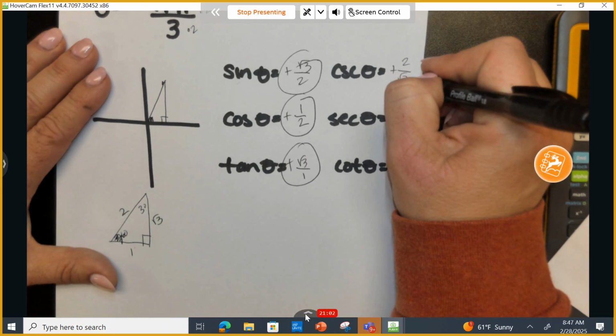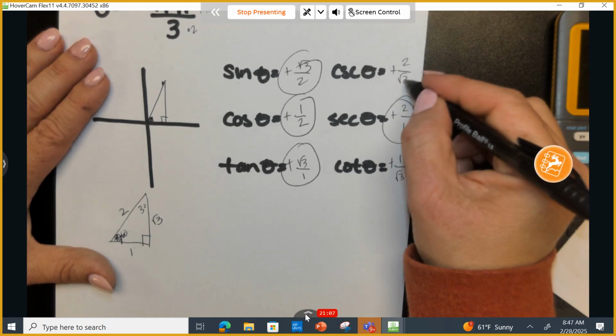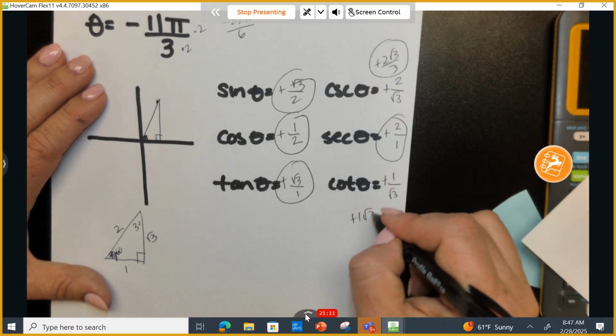Now let's flip them to find the reciprocal. Only one of these is in proper form. This isn't in proper form because it has a square root in the bottom. Positive 2 square roots of 3 over 3. Positive 1 square roots of 3 over 3.